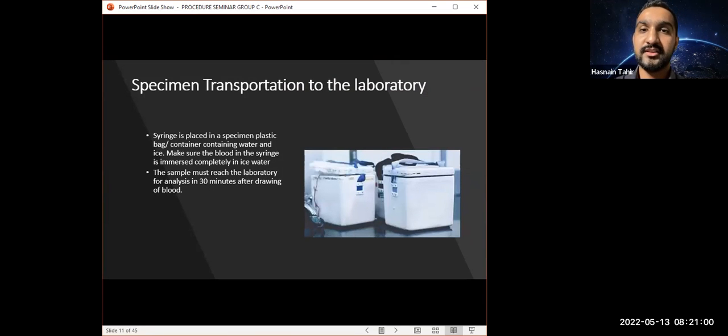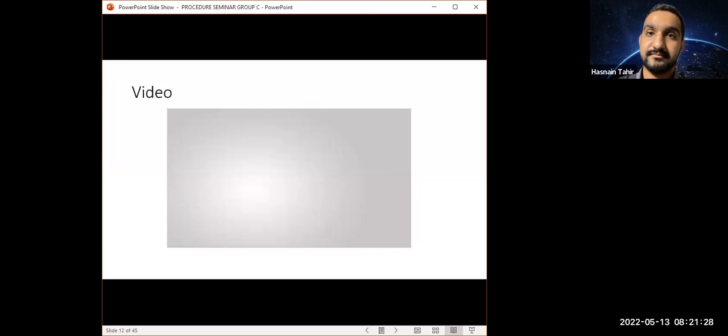As you have seen, the houseman will be carrying this ice box here and there. The syringe is placed in a specimen plastic bag or container containing water and ice. You have to make sure that the blood in the syringe is immersed completely in ice water. The sample must reach the laboratory for analysis within 30 minutes after drawing the blood, which we see in the ward as well when the housemen are running to deliver the blood. Next. So this is the video.